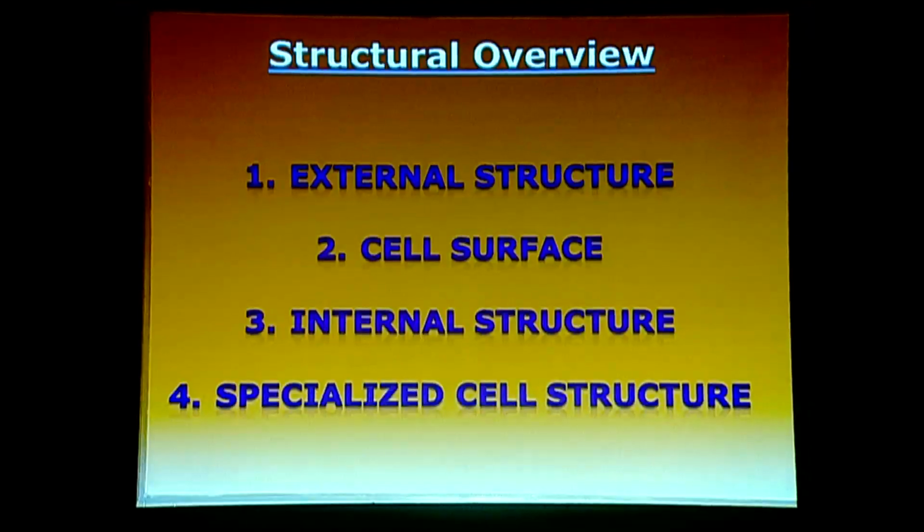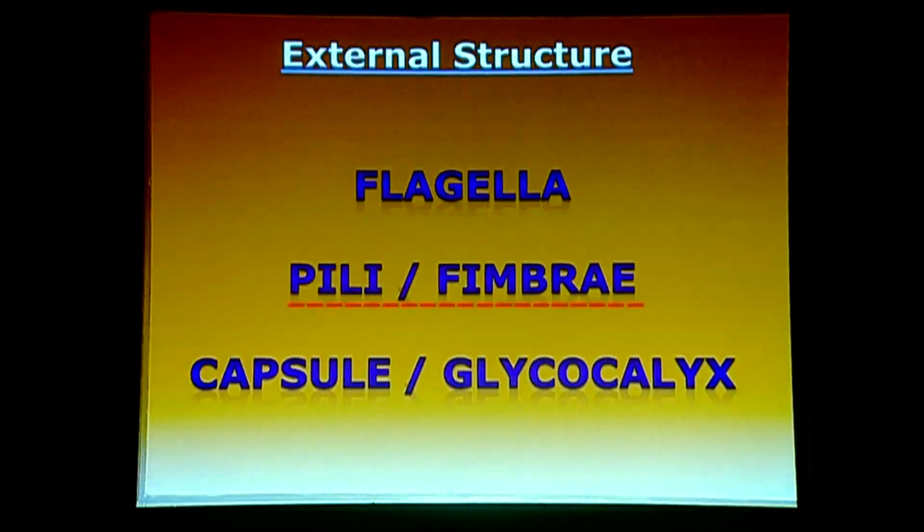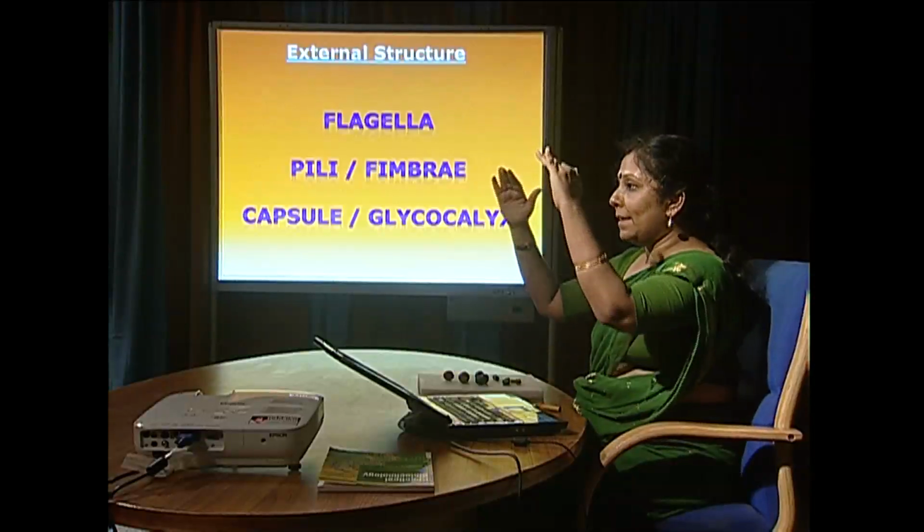Now let's talk about the structural overview, which includes the external structure, cell surface, internal structure as well as some of the specialized cell structure. External structure. The external structure includes flagella, pili or fimbriae, capsule or glycocalyx structure. So external structure means the cell exterior.